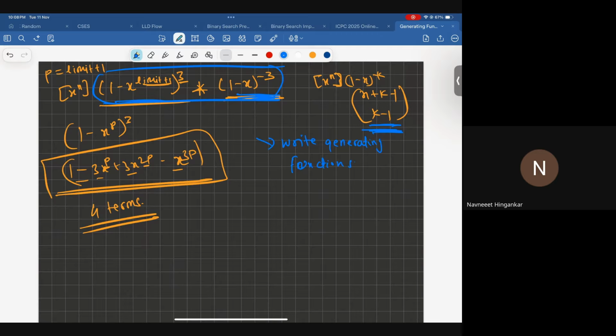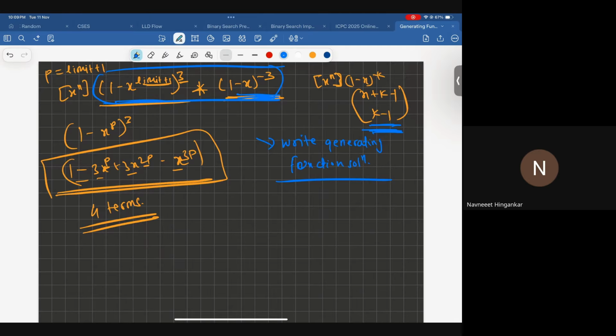solution for this. You just need to recognize what equations or what questions can be solved using generating functions, right? So we are just trying to understand that part. Once you get that, just ask Gemini and it will write the generating function for you. So that part you don't even need to waste time on.